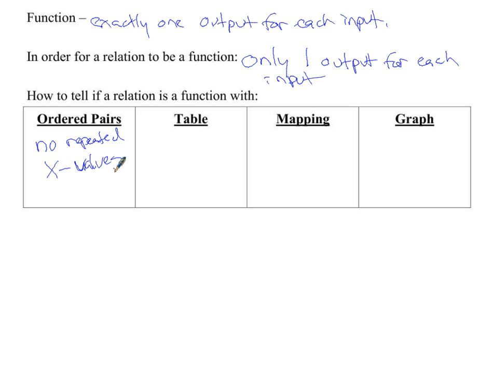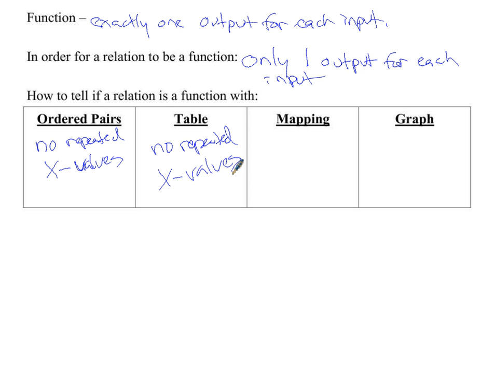If I have a repeated x value, then that means that I plug in that x value and I get one particular output. I plug in that other x value and I get a different output, but those two x values were the same. That goes against what I said here. Exactly one output for each input. I take an input and I plug it in and I get two outputs. That is not a function. Table. No repeated what? X values.